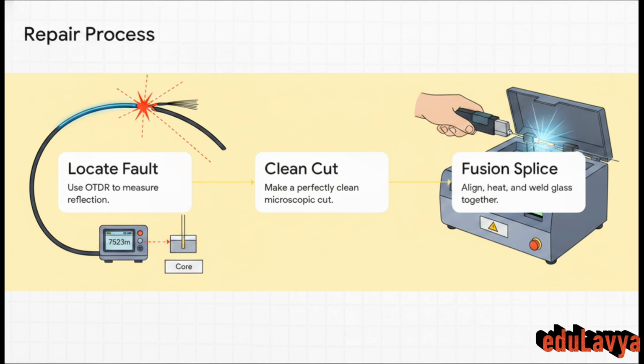Next, they have to prepare the damaged ends by making a perfectly clean, microscopic cut. And finally, they place those two ends into a machine called a fusion splicer. This incredible piece of tech automatically aligns the two microscopic glass cores and then uses a literal electric arc to heat and perfectly weld the glass back together into one single continuous strand.